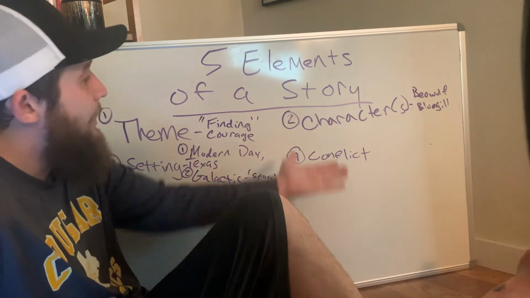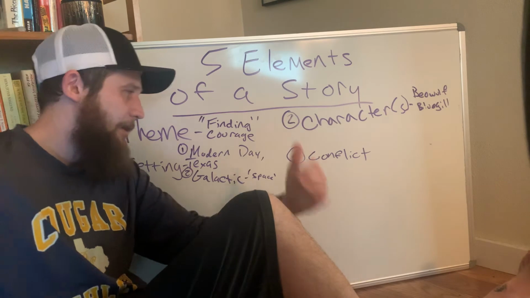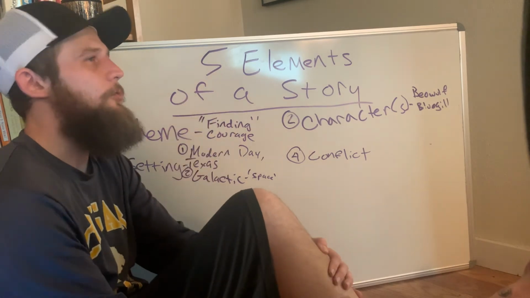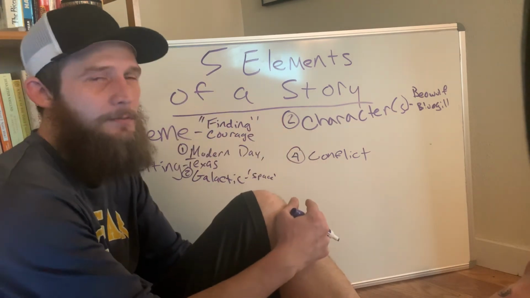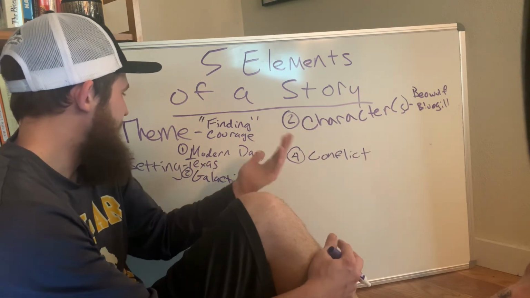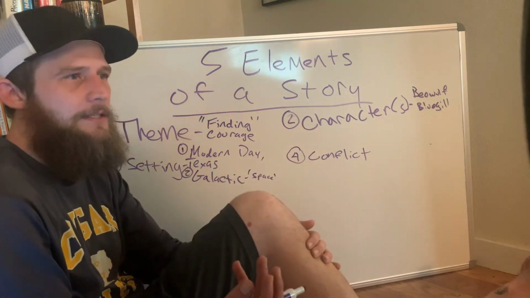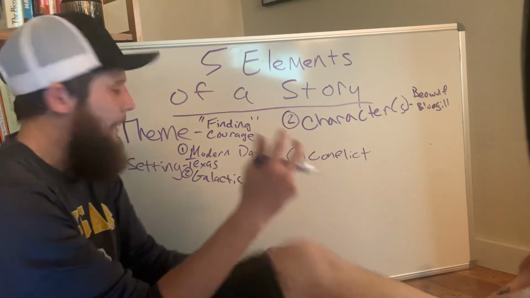What the conflict is going to be for Beowulf Bluegill in my story, I don't know. I haven't figured it out yet. That's going to be a different lecture. And I'm going to stay true to the lectures and just make it up on the spot. That's why there's a lot of goofy stuff, like galactic and space and modern day. And I'm just making it up just to show you how easy this assignment is, okay?